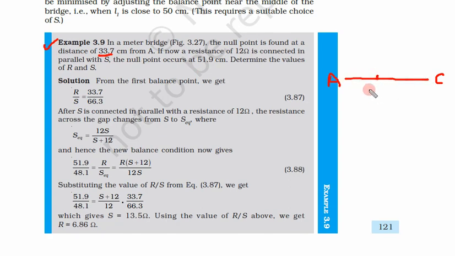So initially this was at 33.7 centimeters, where Ig becomes 0. This is the first case. If now a resistance of 12 ohm is connected in parallel with S, so what we have here, we had resistance R, here we had resistance S. Previously this was only S, this was only R, then we get this.